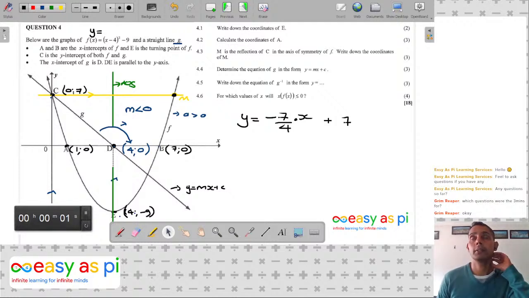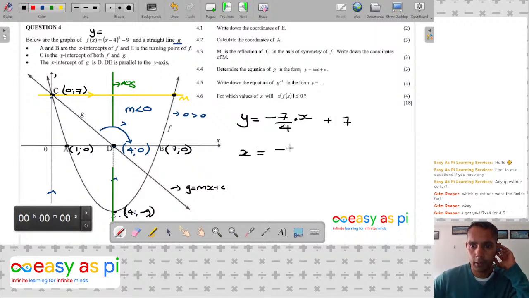All right, so time is almost up. Let's very quickly solve the inverse. Now remember, how do I find the inverse? I swap x and y. So where I see y, I replace it with x. And this is then minus 7 over 4 multiplied by y plus 7. And now I've got to isolate the y. So I'm going to take the 7 across. I then get x minus 7 is equal to minus 7 over 4 multiplied by y.